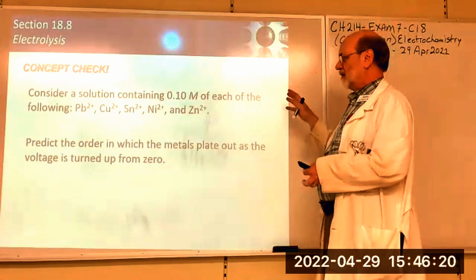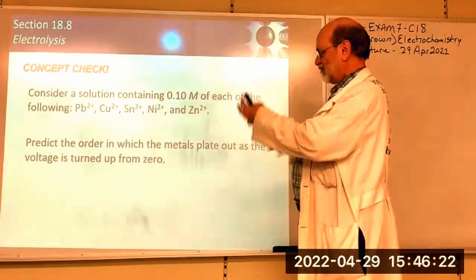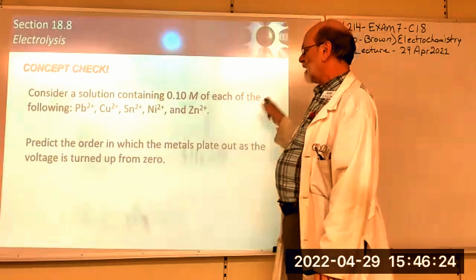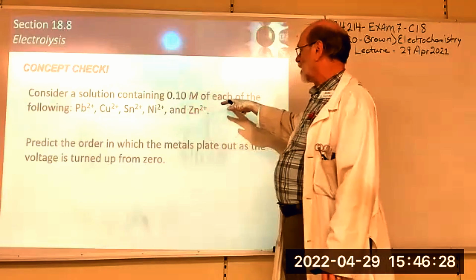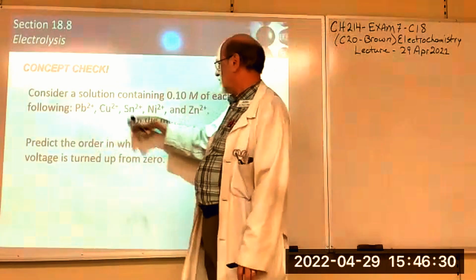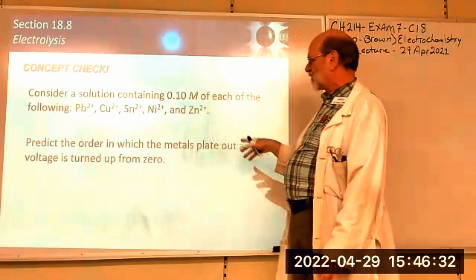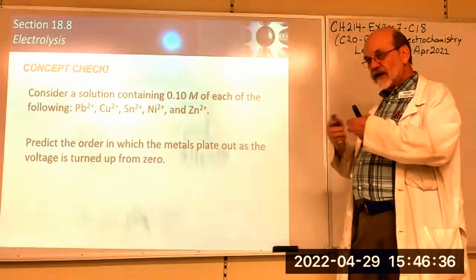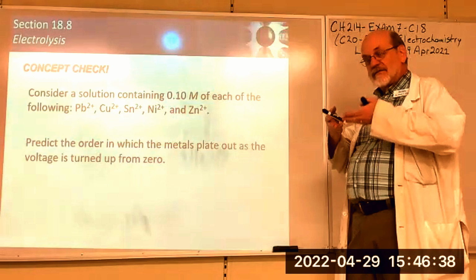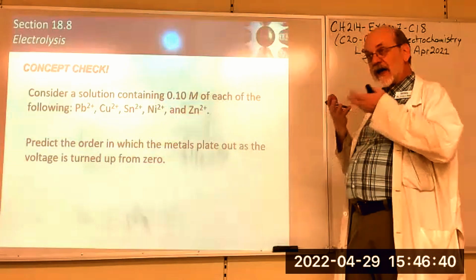Here's another use of the information that we've accumulated so far. If we have a solution that we know is 0.1 molar in each one of these metals, predict the order in which the metals plate out as the voltage is brought up from 0 and it gets higher and higher and higher.